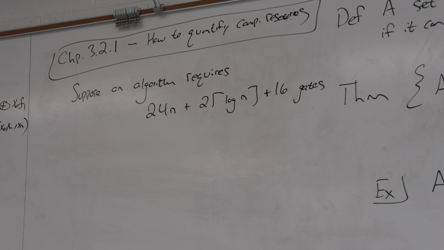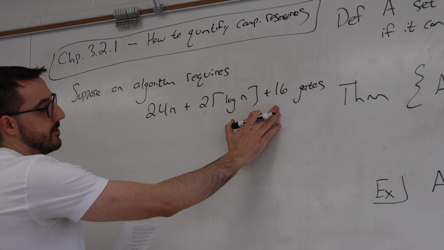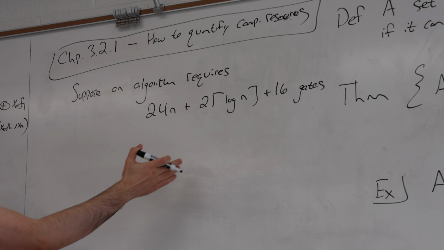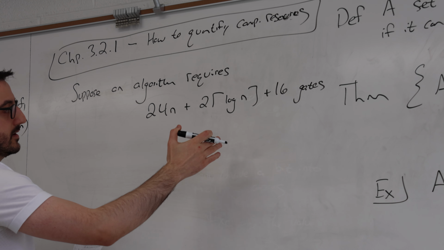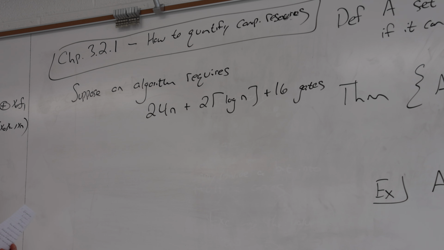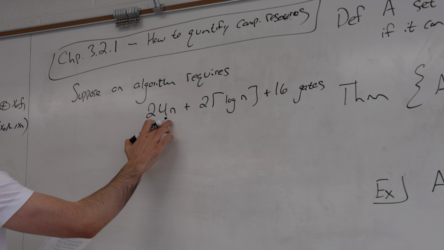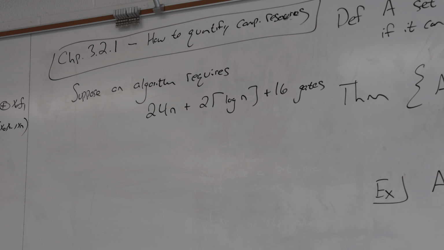Now, you might care about this exact number. If you're a manufacturer building this, you want to minimize your cost. But in terms of the scaling, which is what we often care about, this 16 is not going to be important at all as we scale up. And even this log n is going to be very unimportant. What's going to dominate is the leading term. So to leading order, the number of gates required is going to be linear.